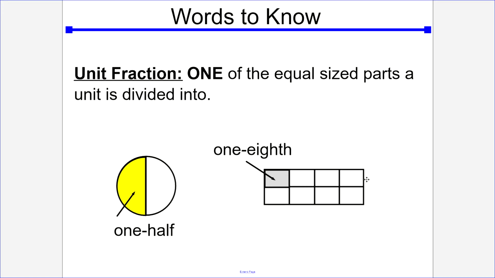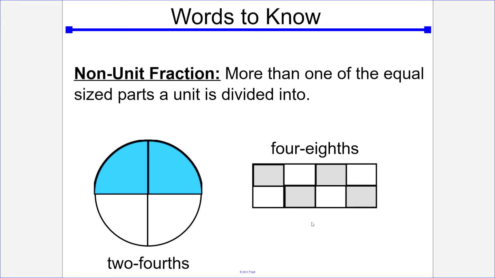Look at the rectangle now. We know that this unit is broken into 8 equal parts, and we call those parts eighths. We would call one of those parts 1/8. So the unit fraction for this unit is 1/8. Each piece is 1/8. All of the pieces are 1/8 of the whole. So we would say that the unit fraction is 1/8.